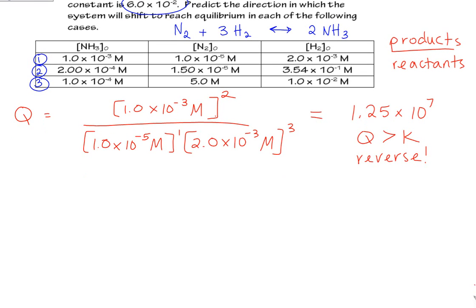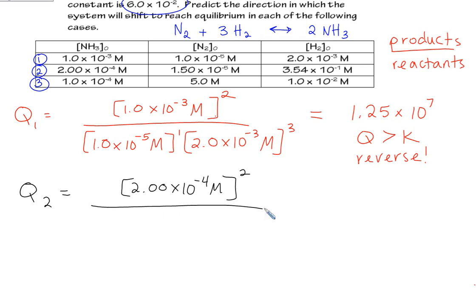All right, let's do this again. Here comes Q2. Products. My ammonia is 2.00 times 10 to the negative fourth squared over reactants: 1.50 times 10 to the negative fifth, just to the first, which obviously you could leave out if you want, and 3.54 times 10 to the negative first. And we're going to cube that.